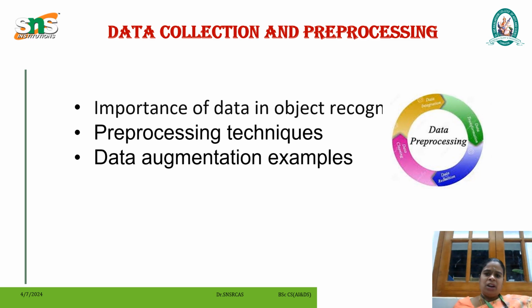Next one, data collection and preprocessing. Importance of data: emphasize the crucial role of high-quality labeled datasets in training accurate object recognition models. Preprocessing techniques: discuss common preparation steps such as resizing, normalization, and data augmentation, which improve the robustness of object recognition models. Augmentation examples: provide examples of data augmentation techniques such as rotation, flipping, and cropping, illustrating how they can increase the diversity of the training data.